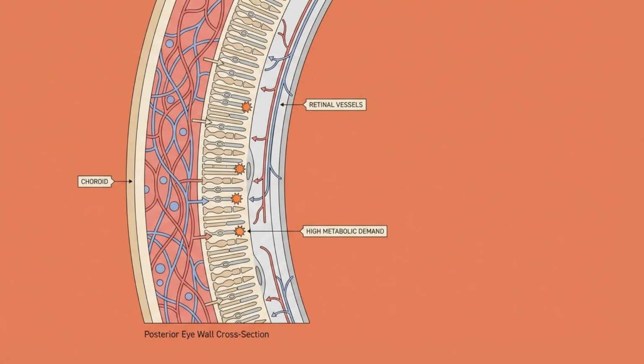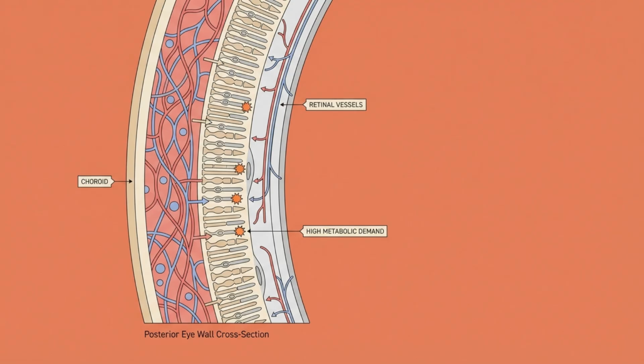The system supporting all of this is remarkably well supplied. The retina is nourished by two systems, the retinal blood vessels, which supply the inner layers, and the choroid, a dense vascular layer lying just outside the retina, which supplies the outer layers, including the photoreceptors themselves.